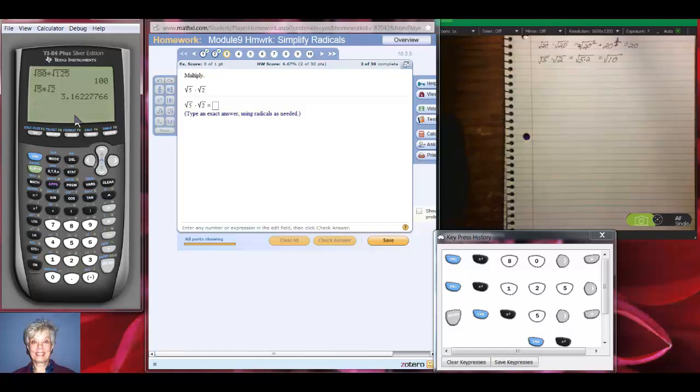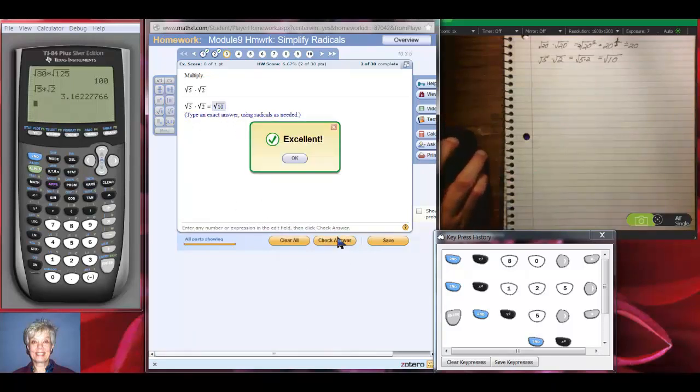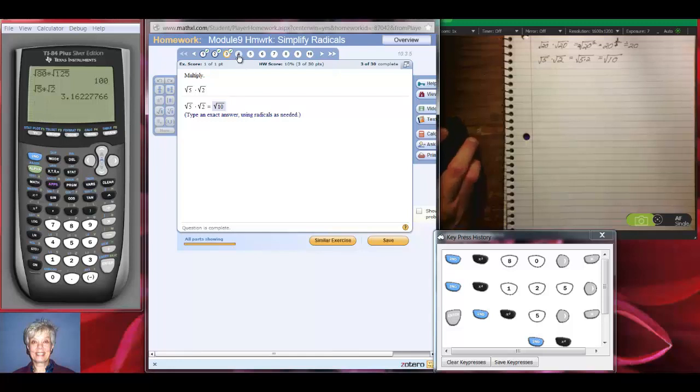We're now getting into the realm of what we call irrational numbers. I think they're kind of irresistible, though. All right, so here's how you put that kind of answer in. Come over here to the square root key, then type 10 underneath. There you go. Check answer. Brilliant, excellent, and on we go.